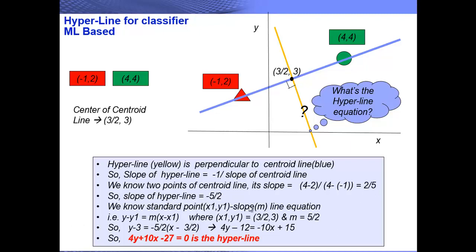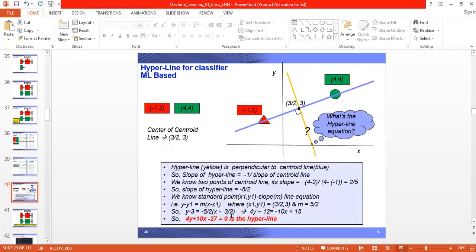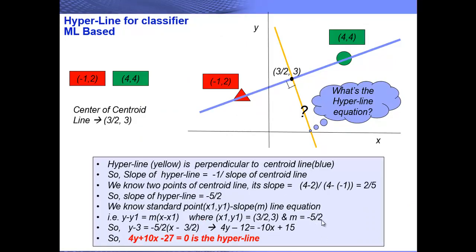We know the standard point-slope line equation, that is y minus y1 is equal to m into x minus x1, where x1 and y1 is this point, 3 by 2 comma 3, and slope m is equal to 5 by 2. So actually it is minus 5 by 2. Let me make it minus 5 by 2, and this minus 5 by 2 we put here as it is. Fine, perfect. So m is equal to minus 5 by 2.